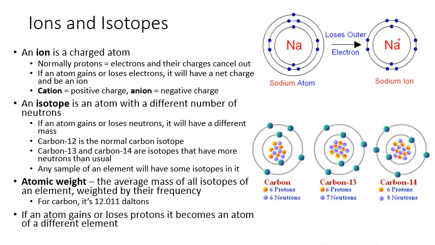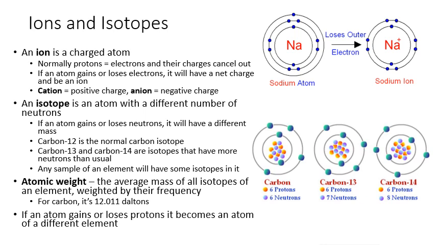So if you start changing the number of electrons, you get an ion. If you start changing the number of neutrons, you get an isotope. An isotope is just an atom that has a different number of neutrons from the regular version, and it's going to have the same charge as the regular version, so no charge, because neutrons don't have a charge, but it will have a different mass than the regular version of the atom.